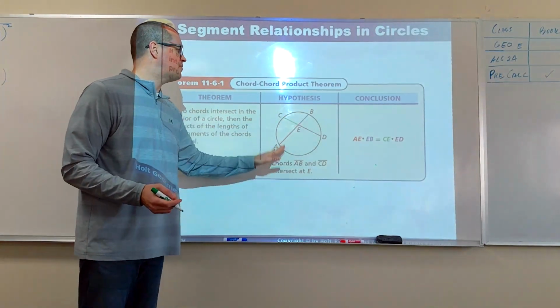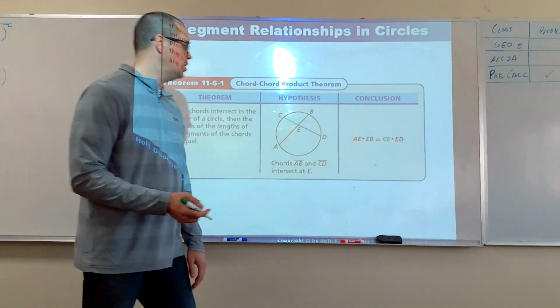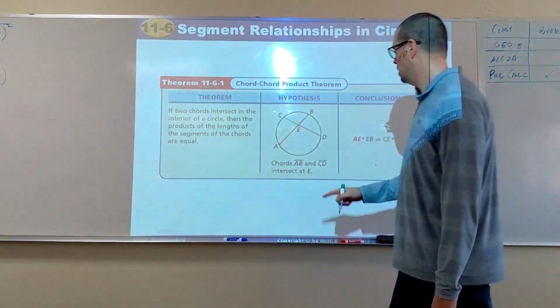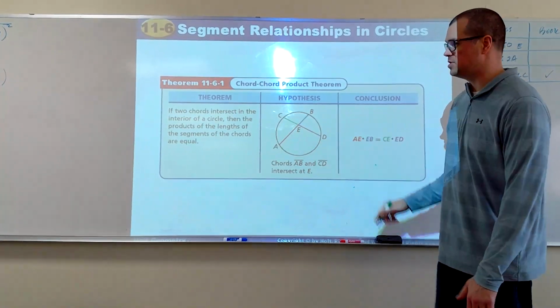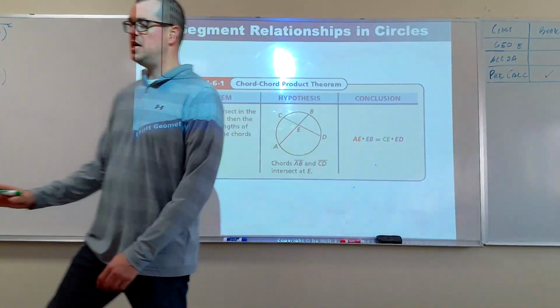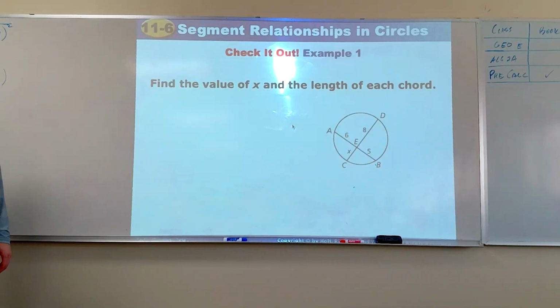Chord. If you have two chords that intersect inside the circle, to find lengths, you just take the red times the blue plus the green times the red. You take the parts and multiply them together and set them equal if you have chords. Okay? So let's try that.